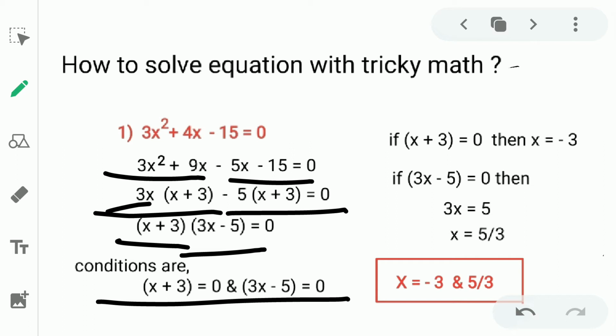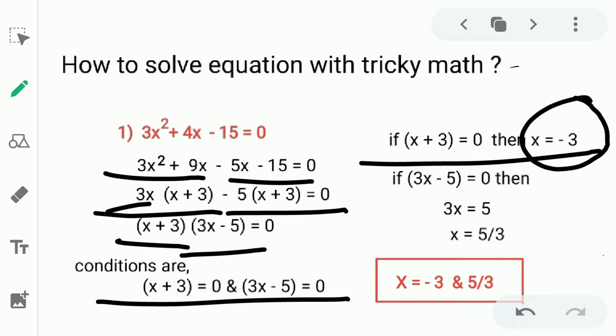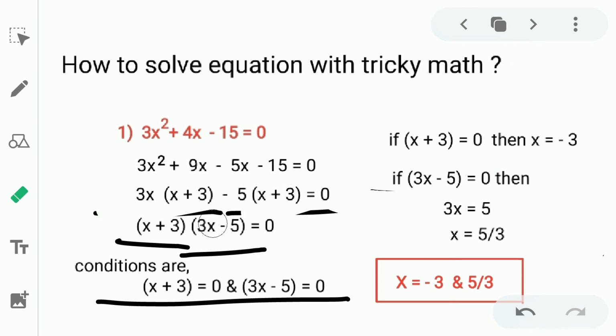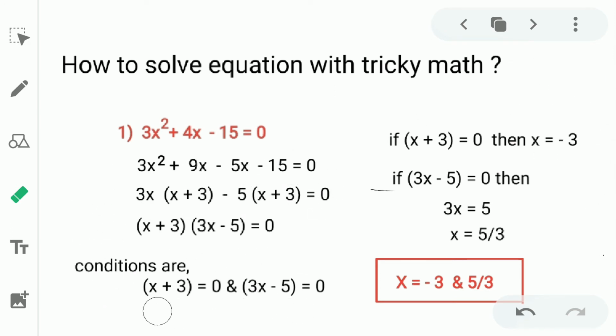One is x plus 3 equals 0. From this we get x equals minus 3. Second is 3x minus 5 equals 0. We get here x equals 5 by 3. So what are the values of x from this equation? We have two: minus 3 and 5 by 3.